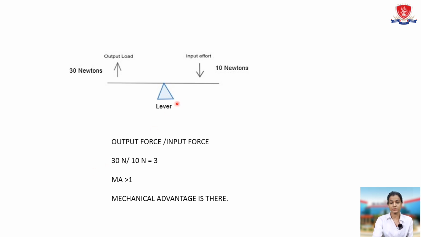Now, in this example, your fulcrum is in the center. The output load that you have to overcome, the resistance, is 30 newtons and your input force is just 10 newtons. If we apply the formula that we discussed earlier, mechanical advantage is output force upon input force, we get the answer as 3, which is more than 1. Thus, we can say that the example we are discussing has a mechanical advantage.